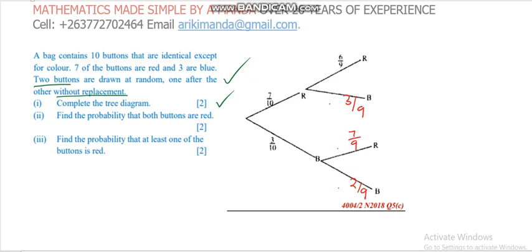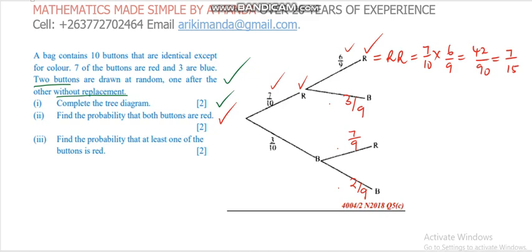It says, find the probability that both buttons are red. Both buttons are red. This is red, this is red, so we can safely say here we get red, red. And let's work the related probabilities, which is 7/10 multiplied by 6/9, which will give us 42/90, which is 7/15 when reduced to its lowest terms.